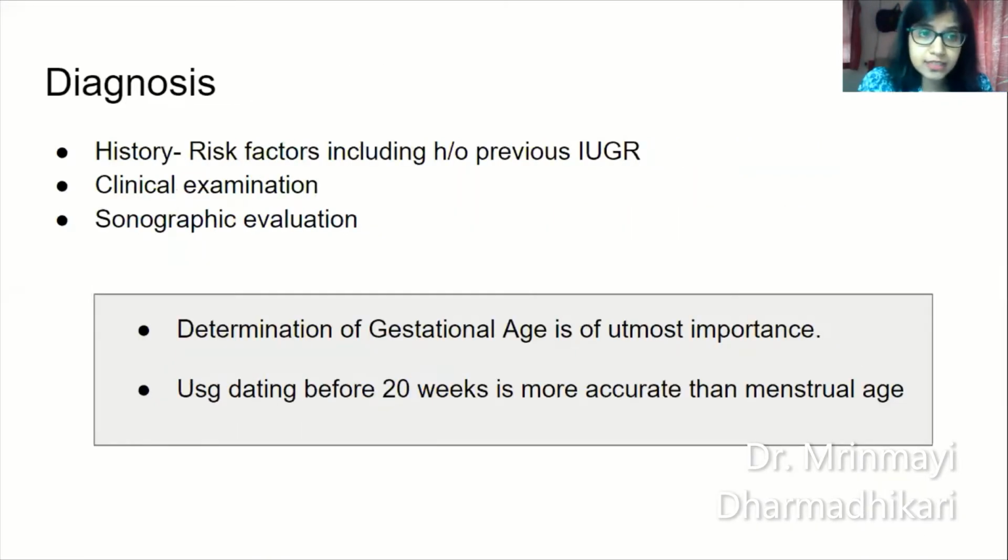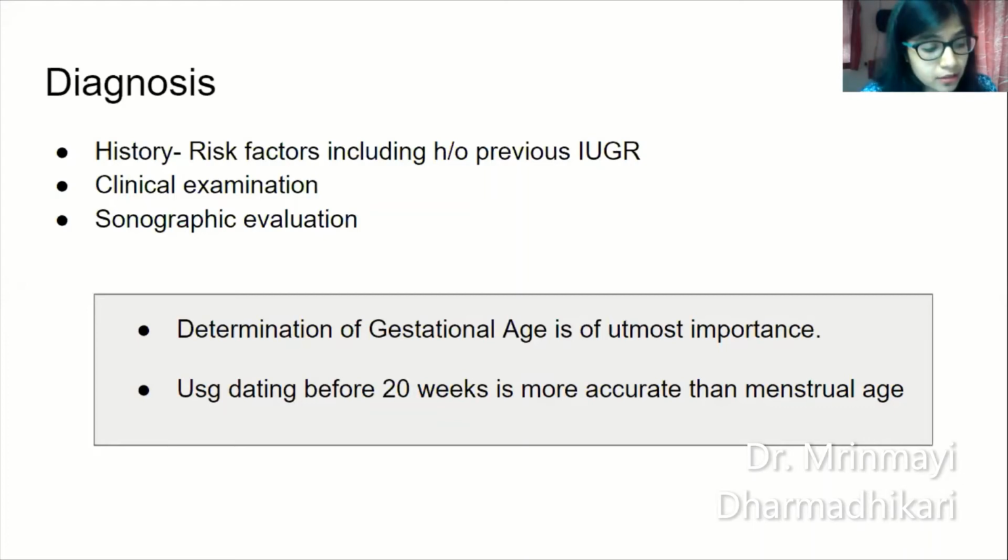Coming to diagnosis. Now, history is one of the most important parts of diagnosing IUGR babies. Secondly, clinical examination. And third is sonographic evaluation. Now, history of risk factors, especially history of previous IUGR, is very important because there is a 20% recurrence rate.